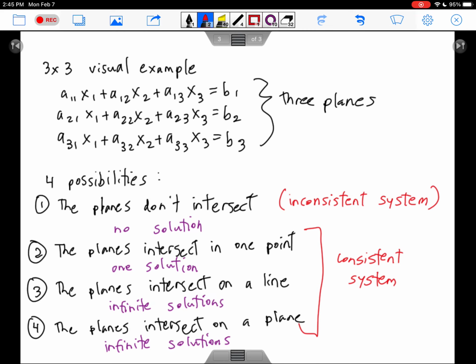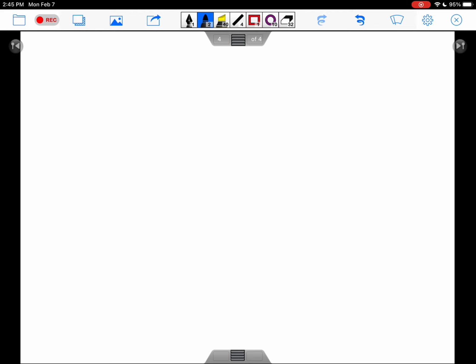So let's talk a bit more about how you use matrices to represent a system. We call the matrix of all of the A's the matrix of coefficients. So let's just write that down.